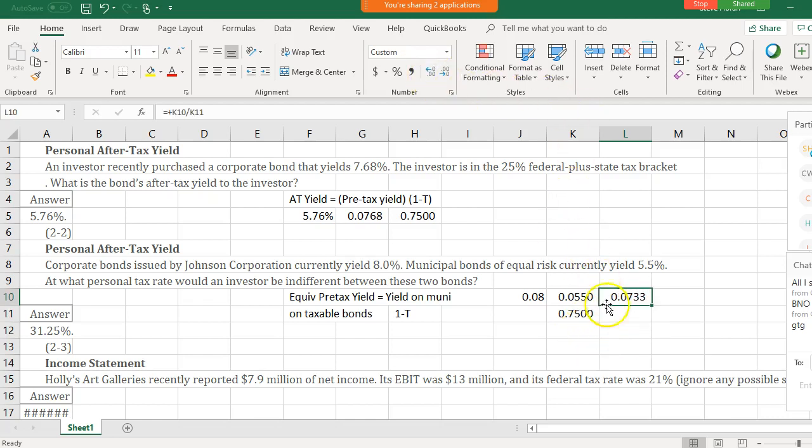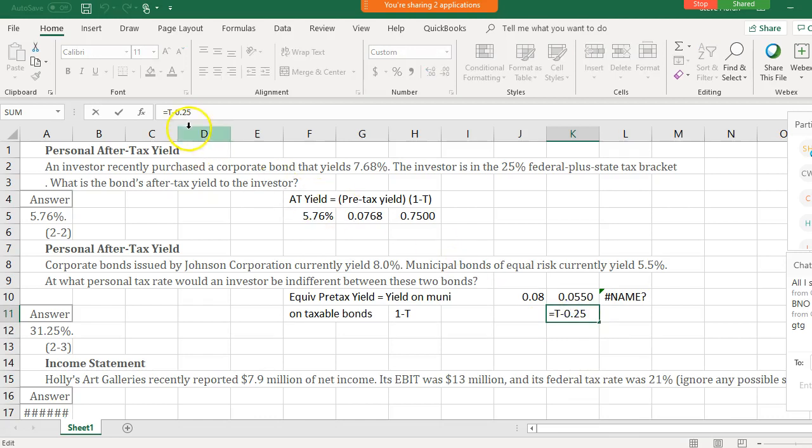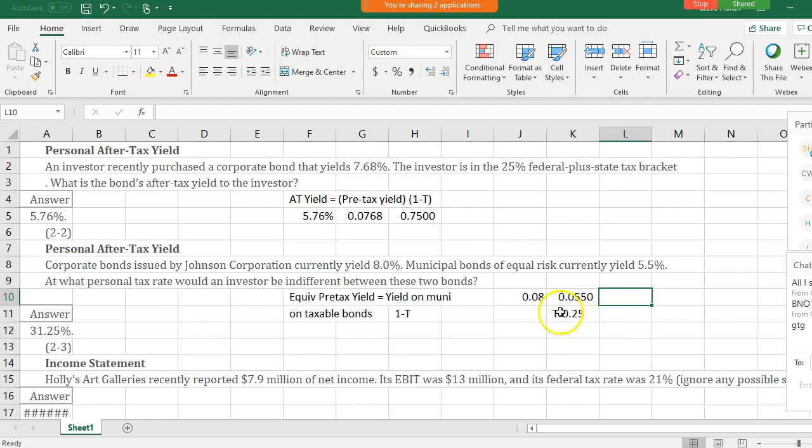So what I have to do then is I'm trying to solve for the tax rate. So instead of saying 1 minus t, I should say t minus this number here. Let me get this right. So it's t minus 0.25, and I know this isn't quite right. I don't want that equal sign there. That's what I got wrong. There we go. So let me do this better here. So here's what I want to solve for. I want to solve for 0.08 equals 0.055 divided by t minus 0.25.